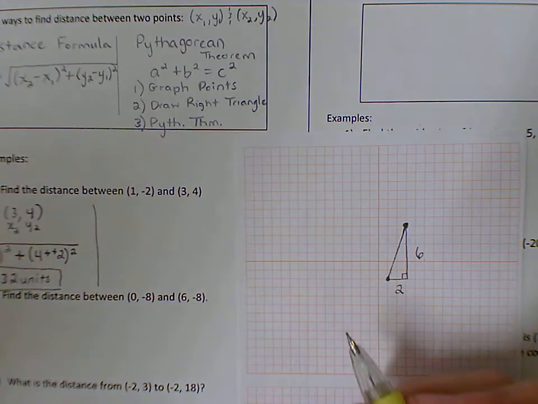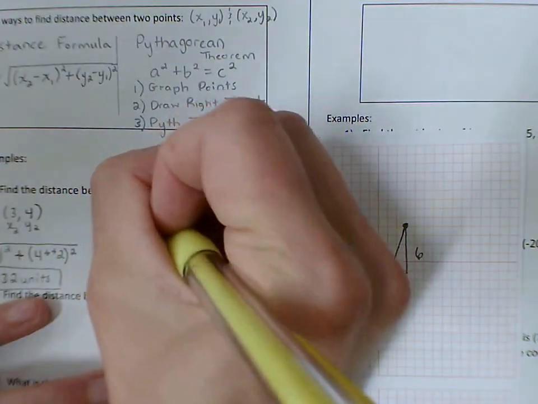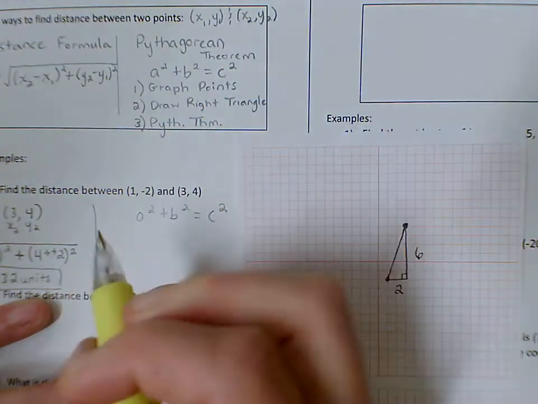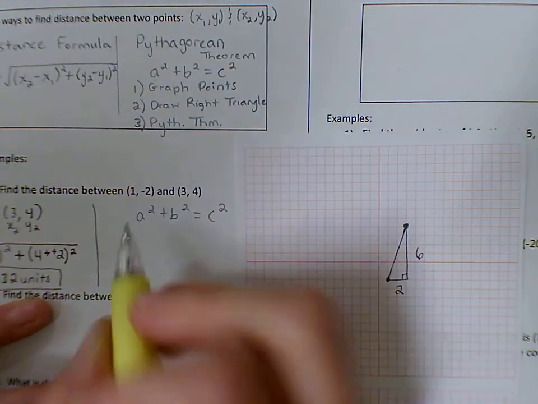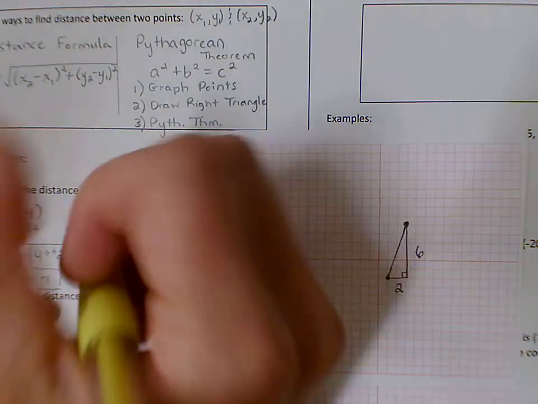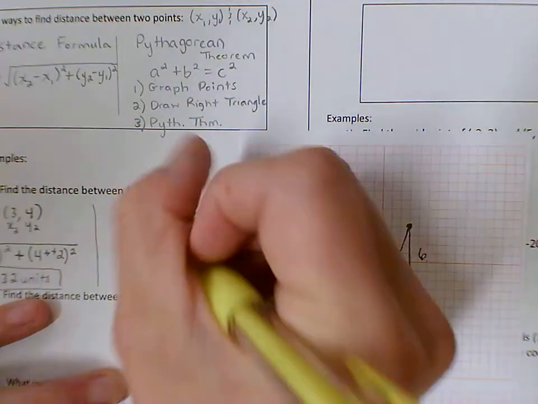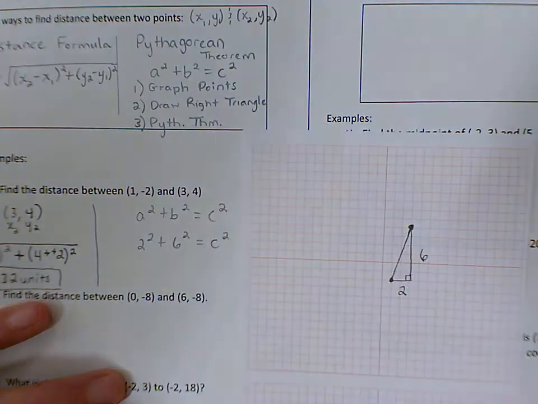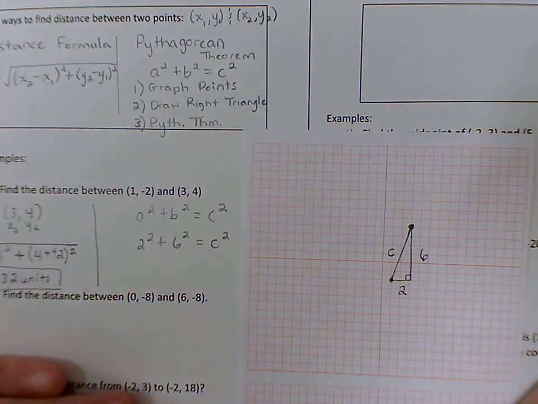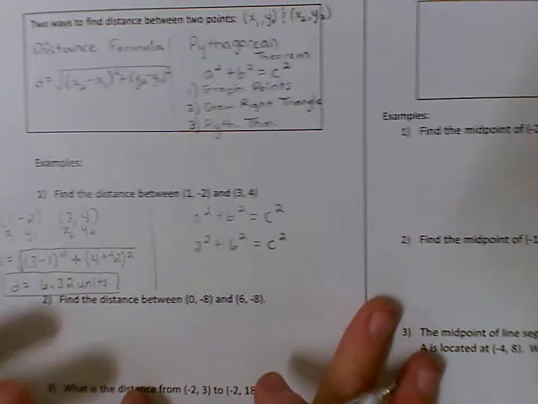Okay, so using my Pythagorean theorem, we've got a squared plus b squared equals c squared. These are my legs, so it would be, and it doesn't matter which one you put first because you're adding them. So it would be 2 squared plus 6 squared equals, and then you're finding this side. So that would be like your side C, okay? So then you just solve, okay? So I'm going to move this graph so that we can solve.